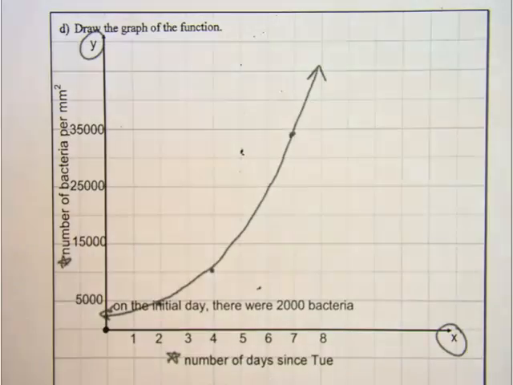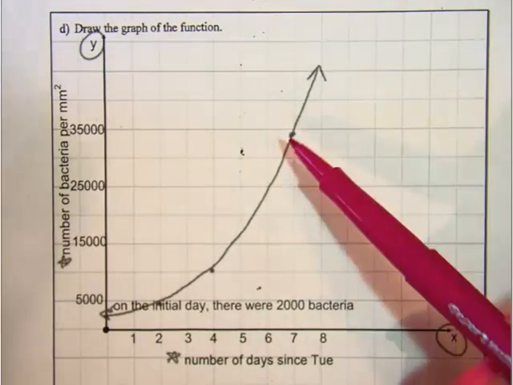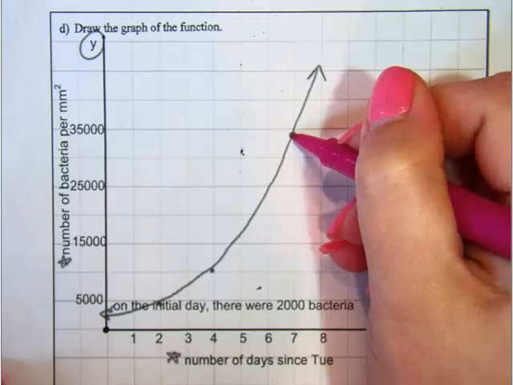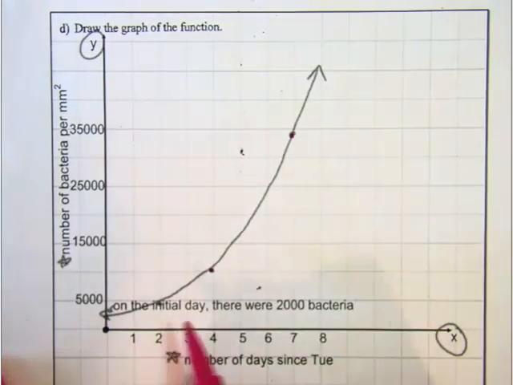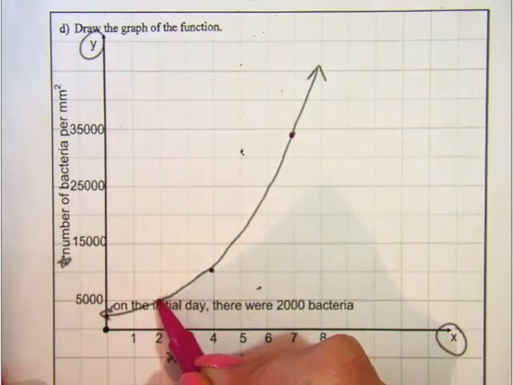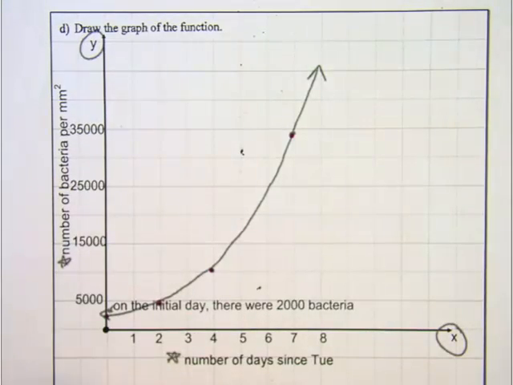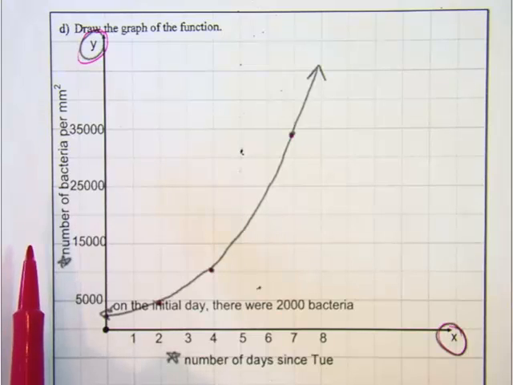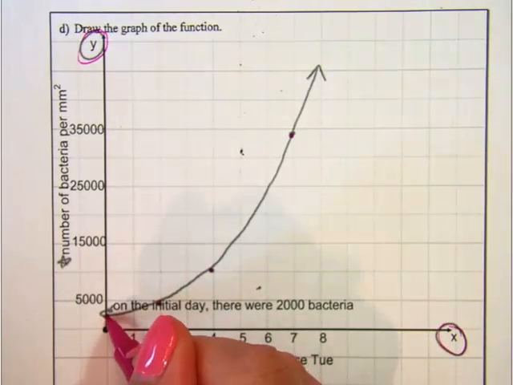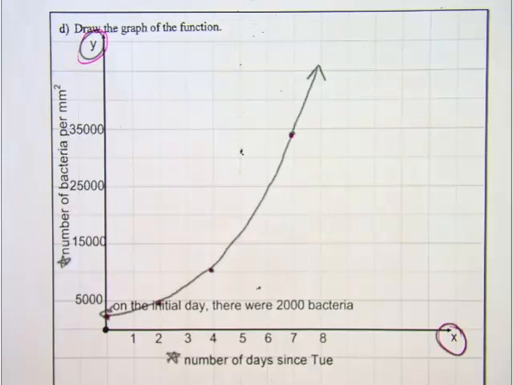So here's my graph. I've labeled all of those points. As you can see, I've got my 7, 34,000. I've got just before 4, 10,000. I've got my initial point here. I've got the 2 days later point there. You noticed x, y, because that's what we used. I label my axes, and I describe that point: on the initial day, there were 2,000 bacteria.